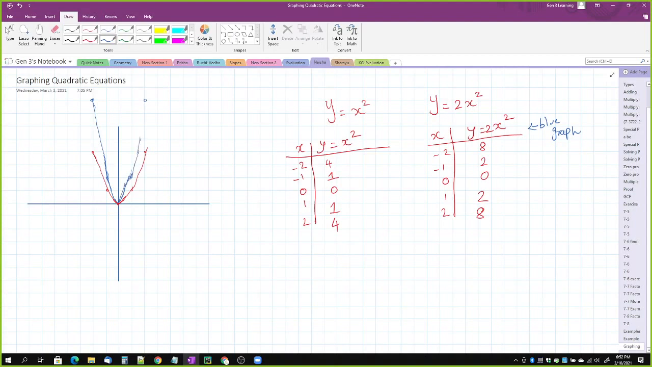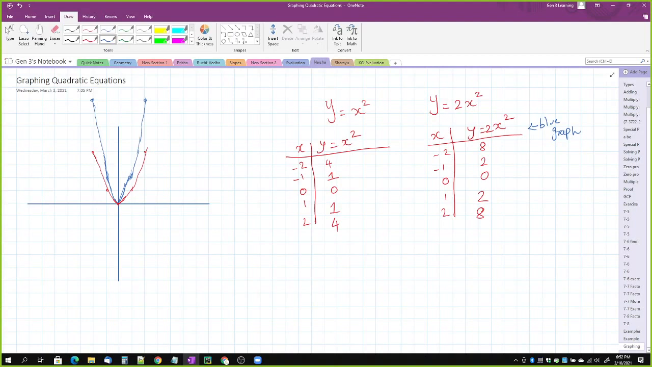Yes, it is steeper. So we call it that it narrows down versus it opens up. Whenever you have a coefficient for this x, it narrows it down. It actually narrows the graph so much.